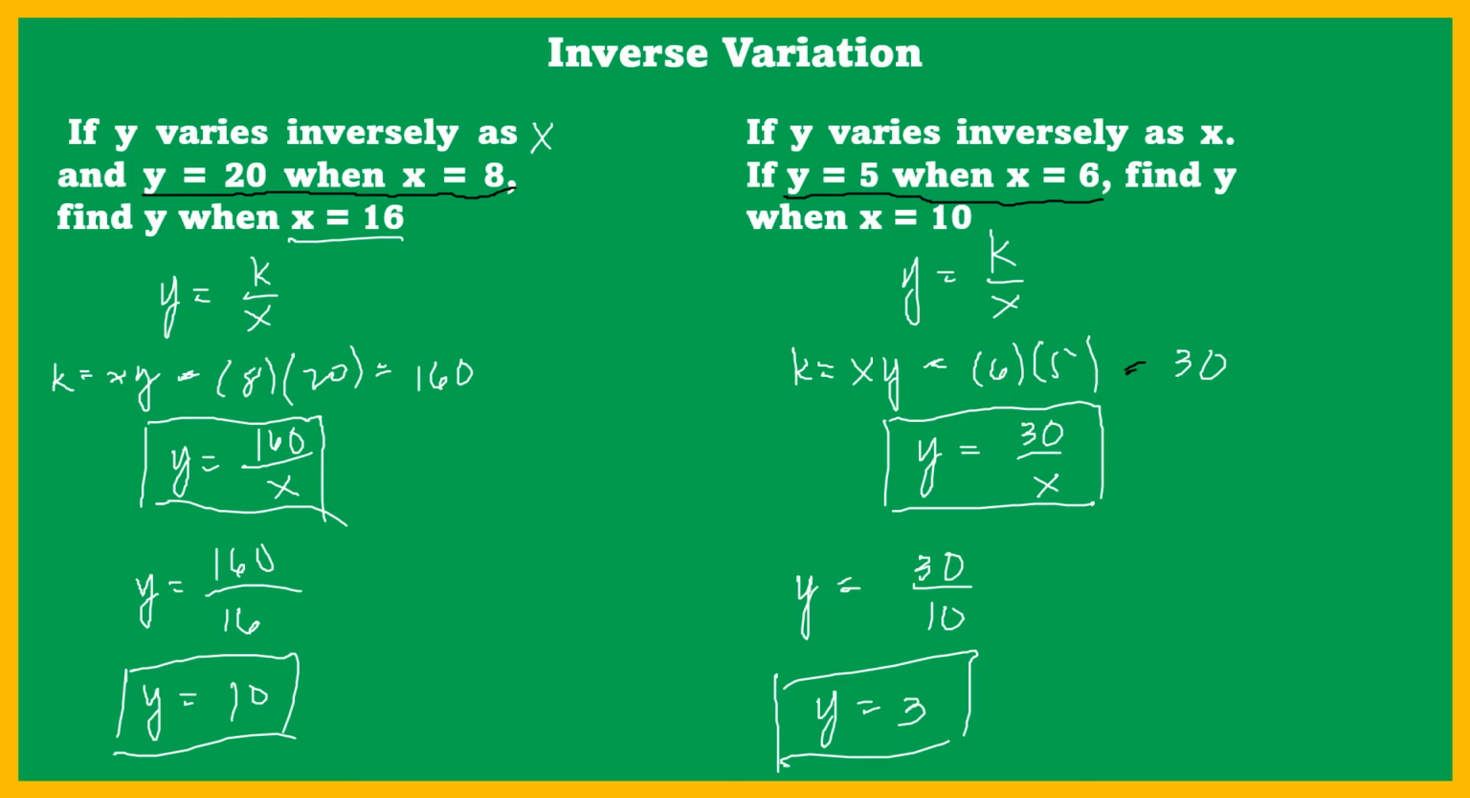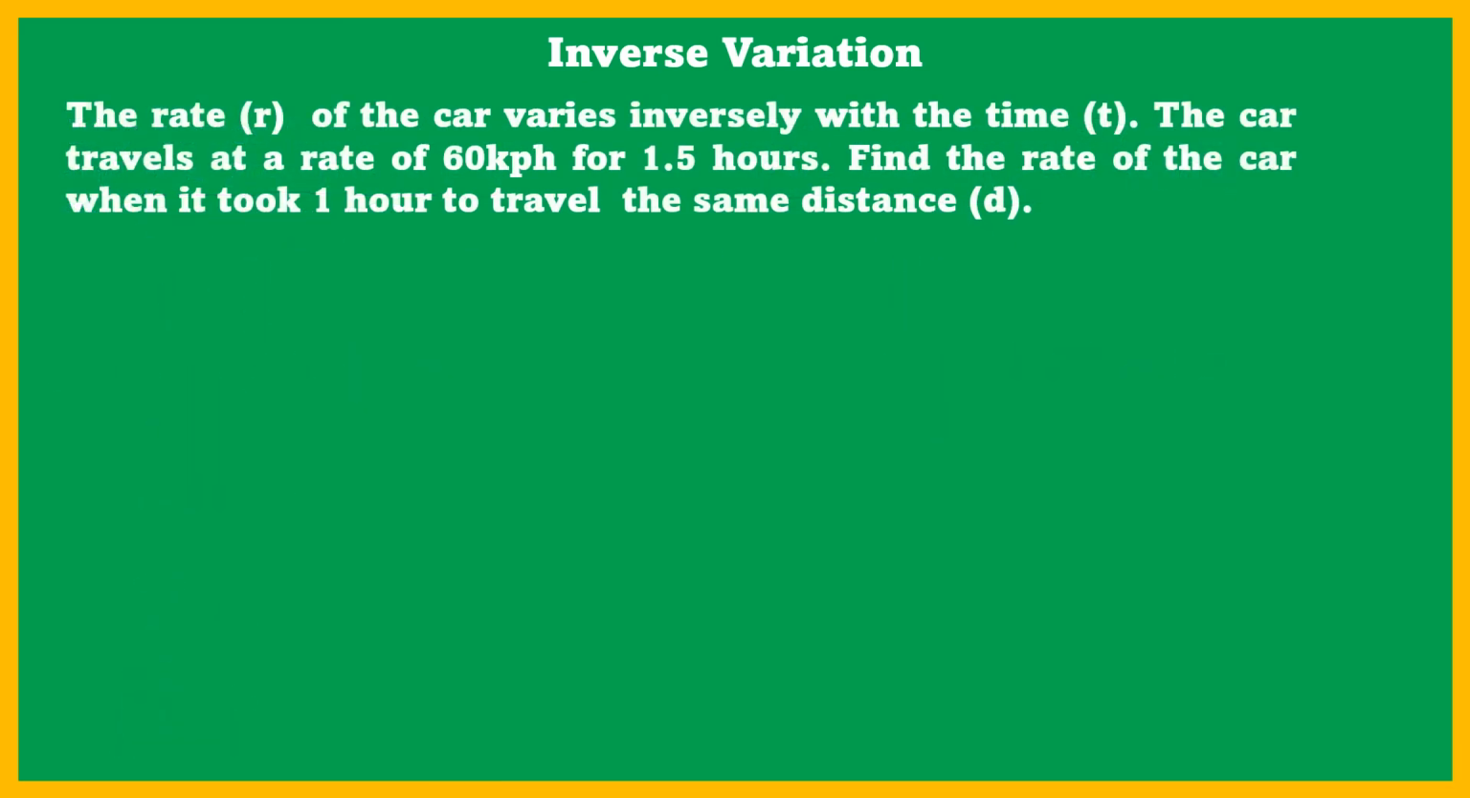So let us apply this in a real life situation. So let's say we have the problem that the rate, which is denoted by r, of the car varies inversely with the time denoted by t. The car travels at a rate of 60 km per hour for 1.5 hours. Find the rate of the car when it took 1 hour to travel the same distance. Okay? So let us proceed by creating the standard form of the equation of the variation. So this one is an example of inverse variation, since we have the word inversely or varies inversely.